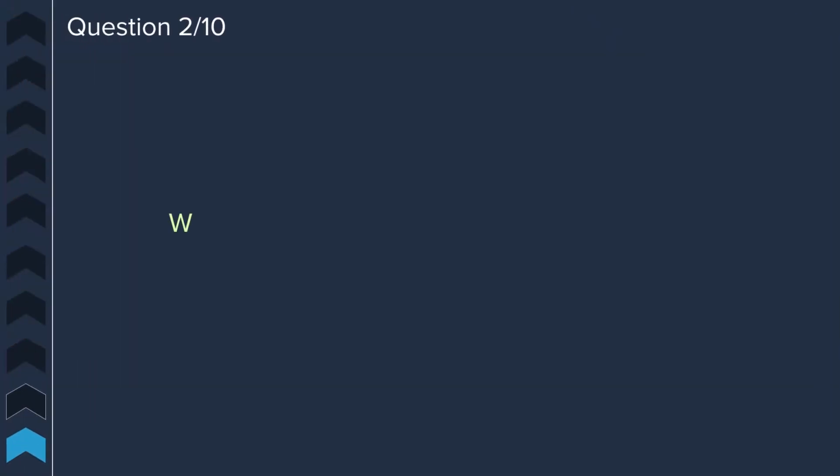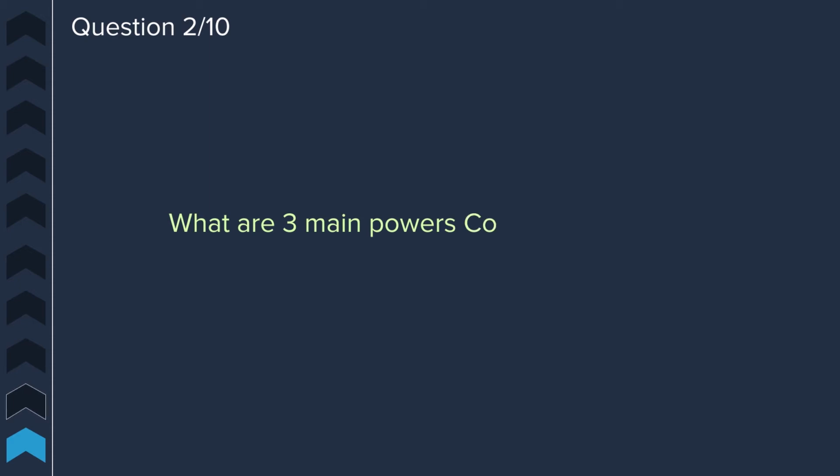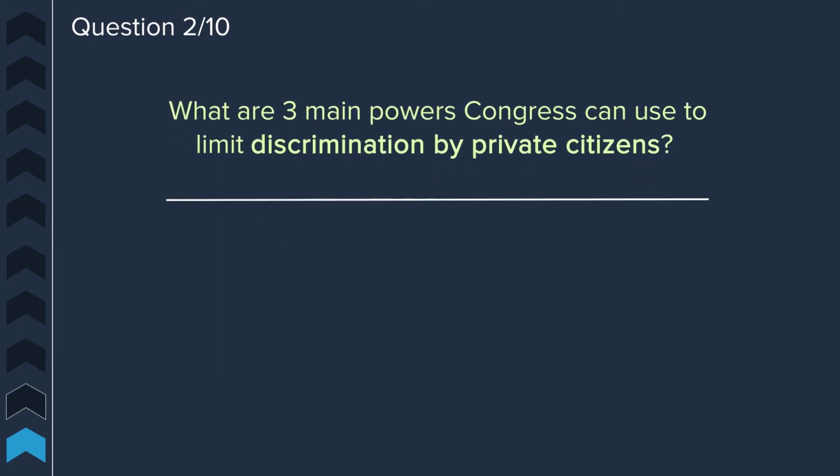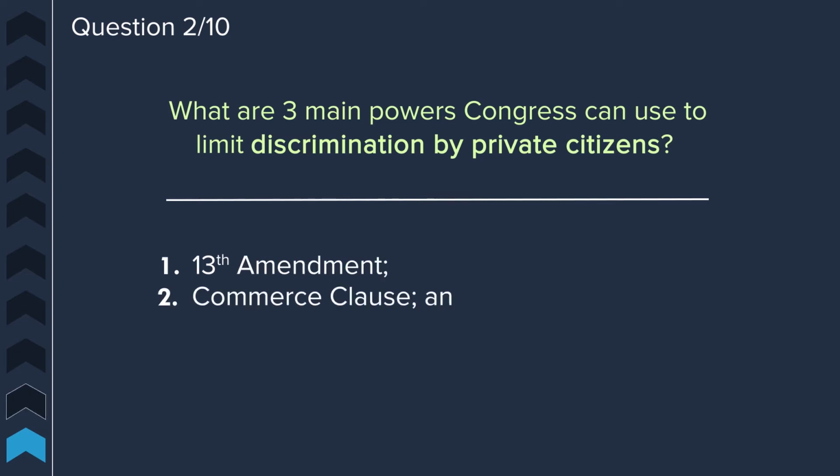Question 2. What are the three main powers Congress can use to limit discrimination by private citizens? Congress can use either the 13th Amendment, the Commerce Clause, and its federal purse power.